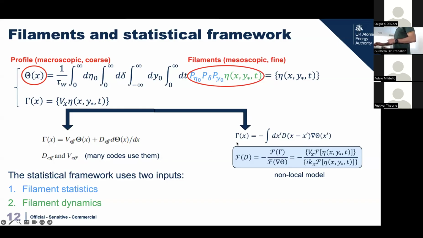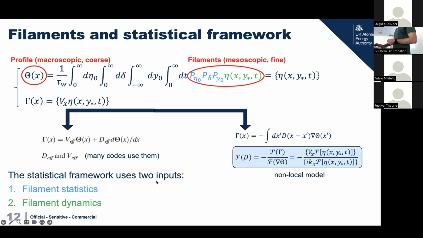I could alternatively assume that I have a nonlinear non-local model represented by some sort of a non-local kernel. And having this kind of representation and knowing that I can go from my filament properties to these profiles, I can build the Fourier transform of my non-local kernel. So I can calculate that, and that can give me information on how non-locality plays in this problem.